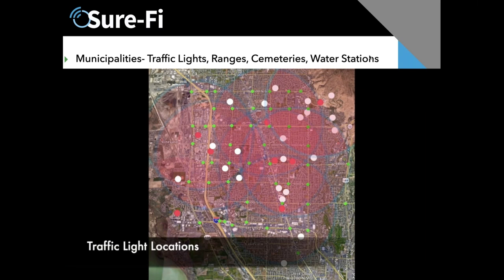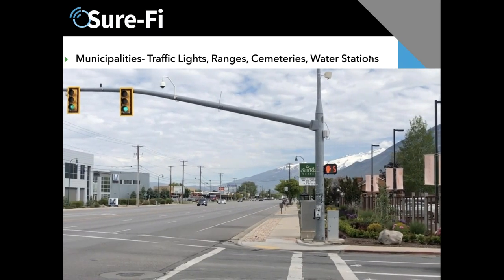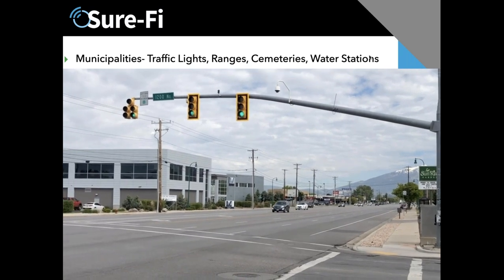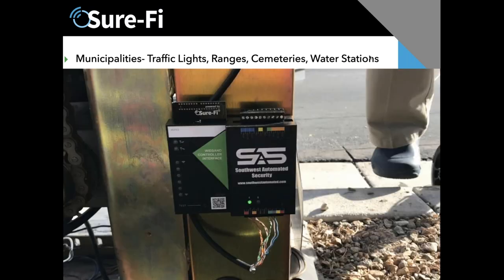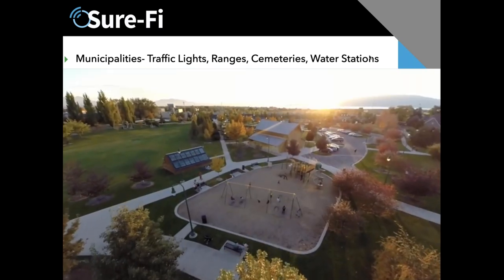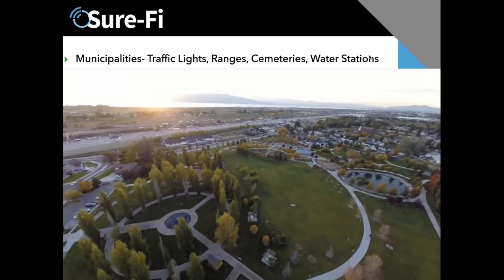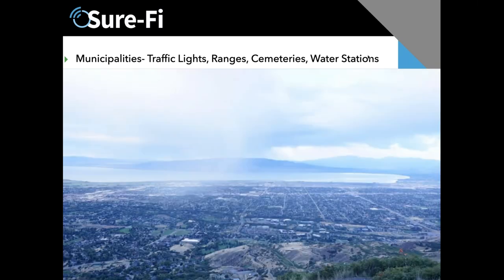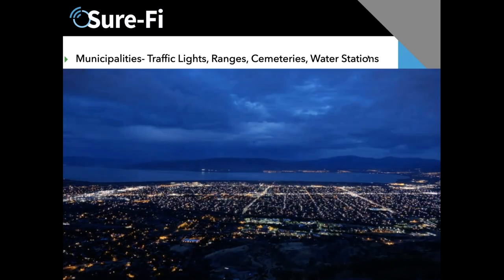The green dots show the location of the traffic control lights. One area of concern that the city has is the ability to efficiently control the traffic light access boxes for law enforcement, crossing guards, and others. These lights can also be connected with SureFi, allowing easy access and accountability to all of their areas citywide.